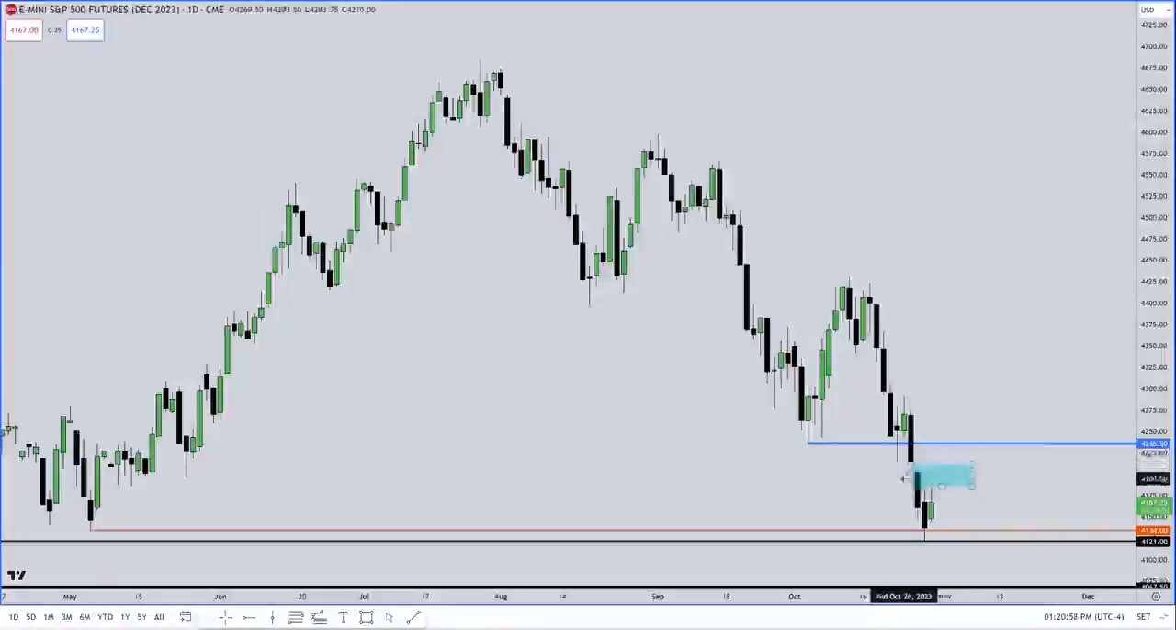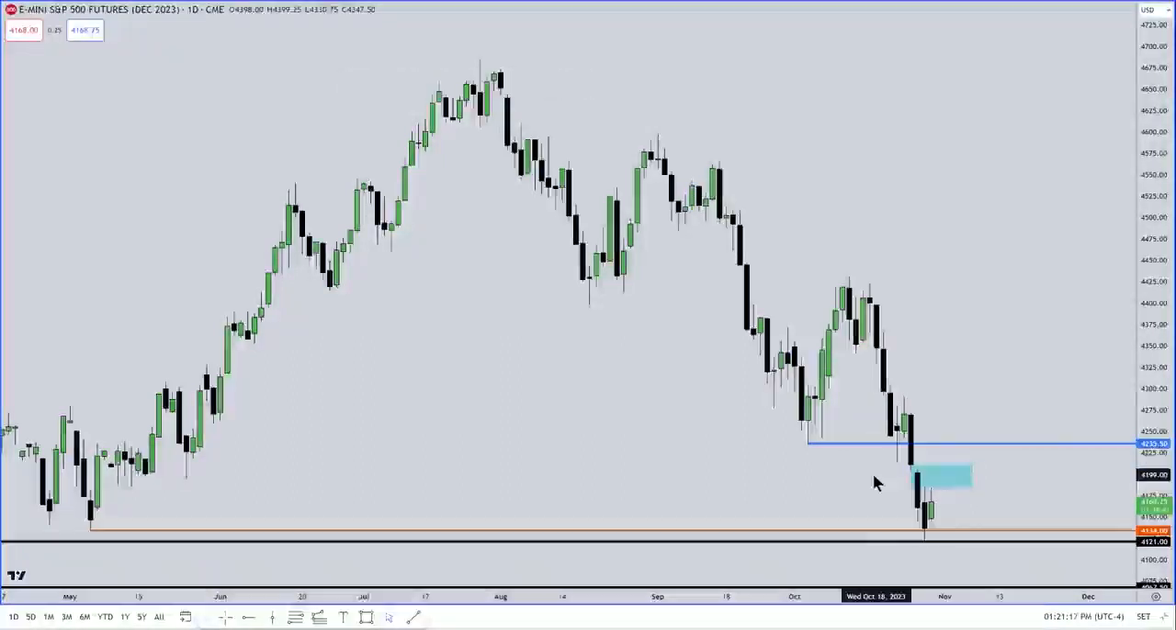This volume imbalance right here, and this candlestick's high, and this candlestick's low, that would normally be the fair value gap. It would look like this on my chart normally. If there wasn't a volume imbalance there, that's what you would see. But because we have the volume imbalance, we're factoring that in too.